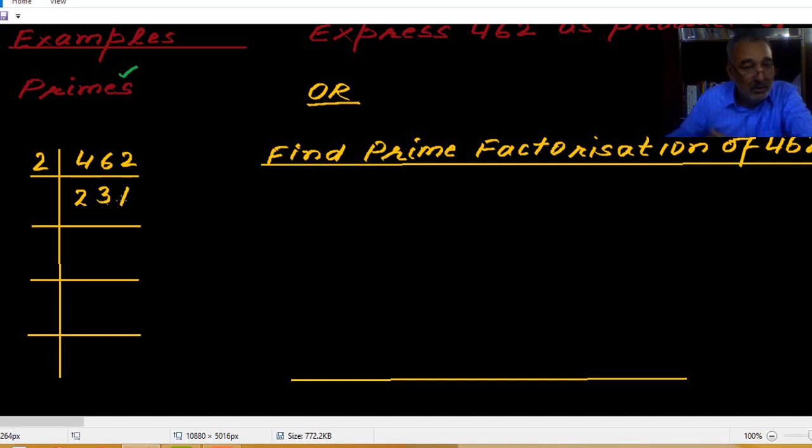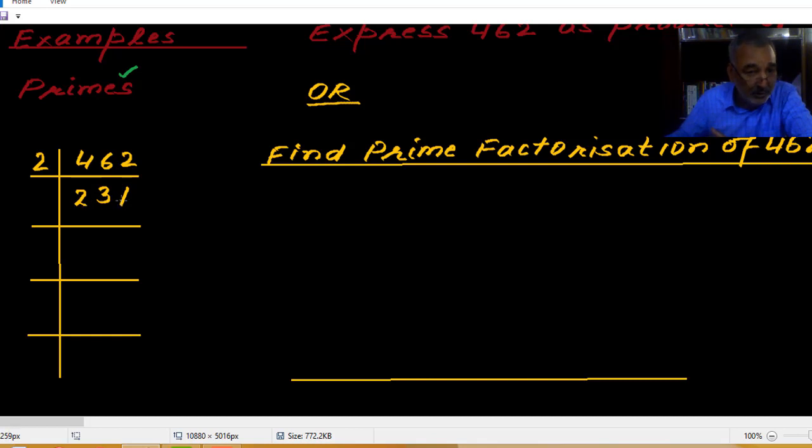Now, here look at this digit, ones digit. Should we divide it by 2? No, it is not divisible by 2. Why? As units digit is not even. Then what should I do? Then find out sum of digit. The rule of divisibility. Remember the rule of divisibility by 3.